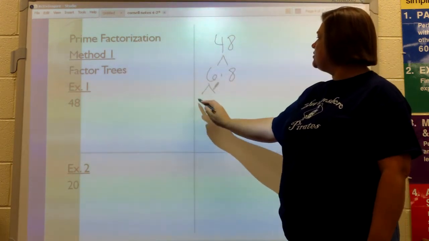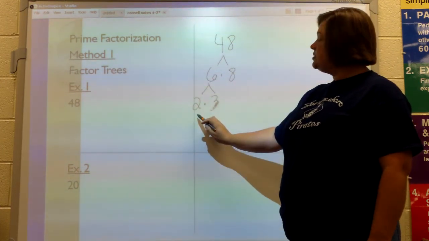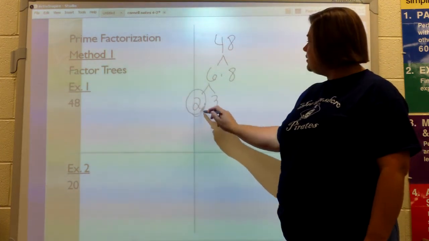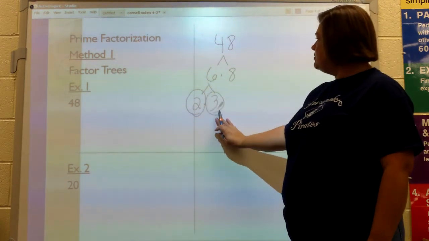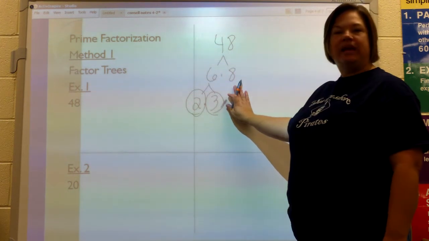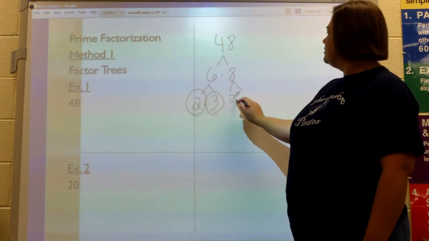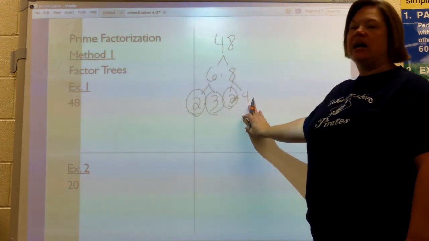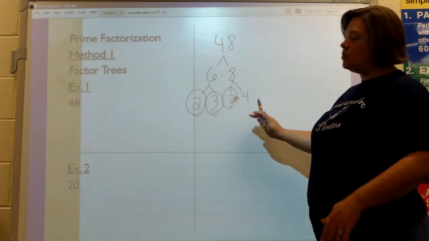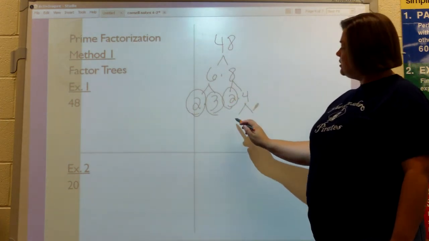So I have 6. 2 times 3 is 6. 2 is prime, so I'm going to circle that. That lets me know I'm done with that branch. 3 is prime. I'm done with that branch. Now let's move over to 8. 8 is composite, so we need to continue to break that branch down. So 2 times 4. 2 is prime, I circle it. 4 is not, so I need to break the branch down some more. A multiplication problem that gives me an answer of 4 would be 2 times 2.